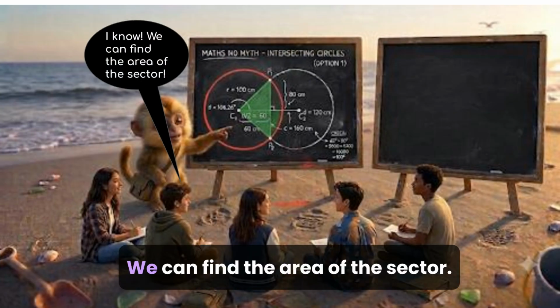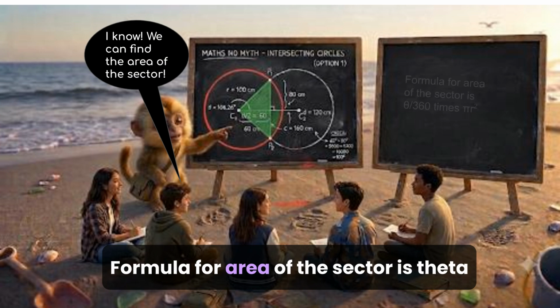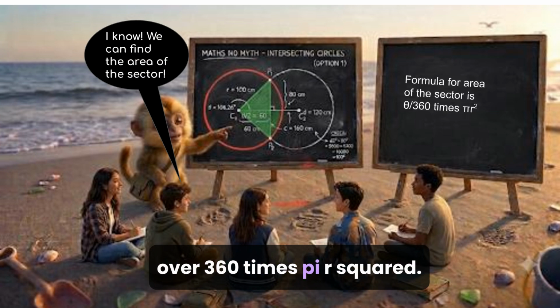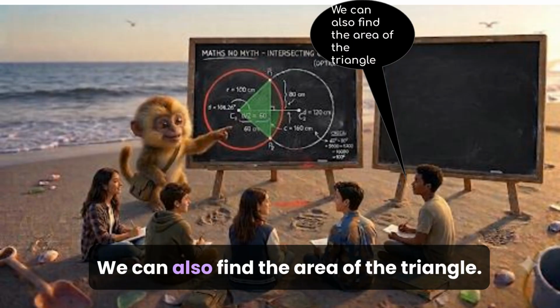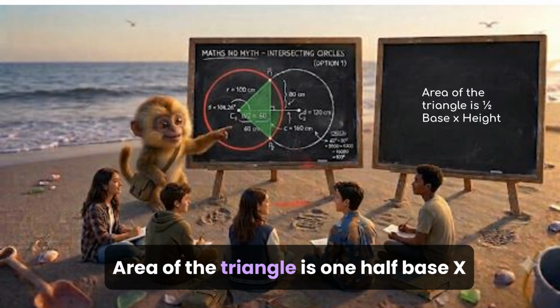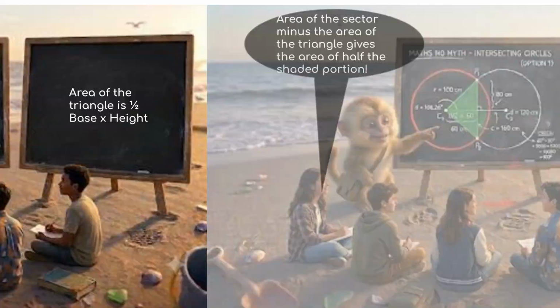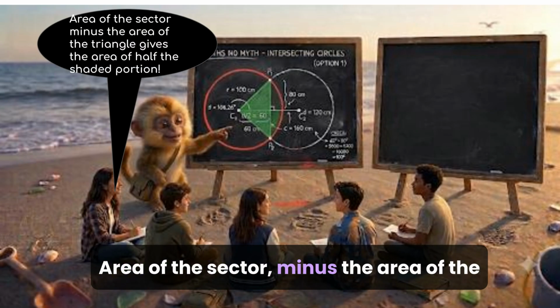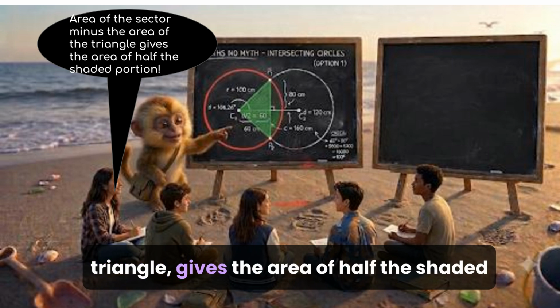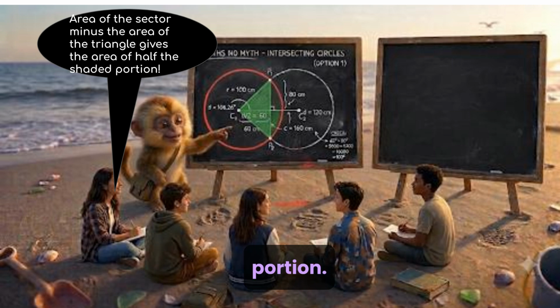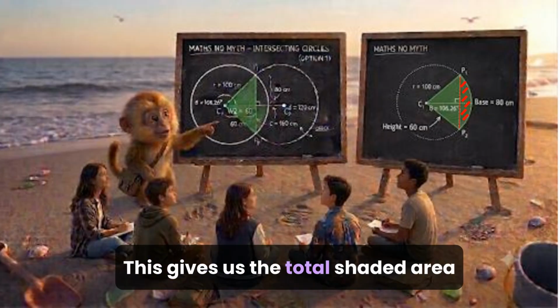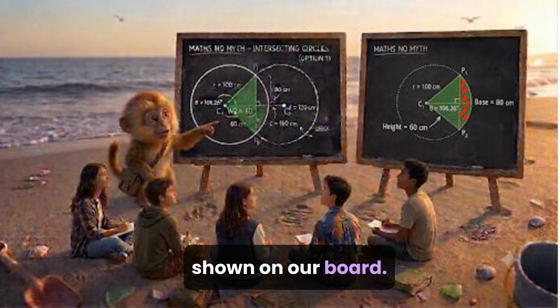I know. We can find the area of the sector. The formula for the area of the sector is theta over 360 times pi r squared. We can also find the area of the triangle. Area of the triangle is 1/2 base times height. Area of the sector minus the area of the triangle gives the area of half the shaded portion. This gives us the total shaded area shown on our board.